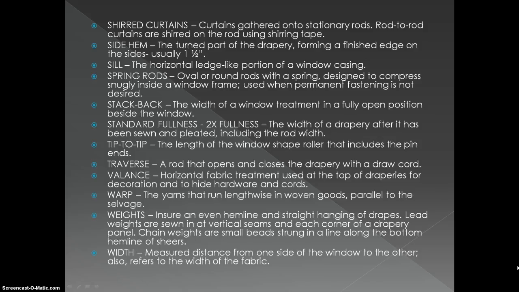The warp is the yarns that run lengthwise in woven goods parallel to the selvage. Weights ensure that there's an even hemline and the drapes hang straight. Lead weights are sewn in at vertical seams and each corner of a drapery panel. Chain weights are small beads strung in a line along the bottom hem line of shears. The width is the measured distance from one side of the window to another. It also refers to the width of the fabric.